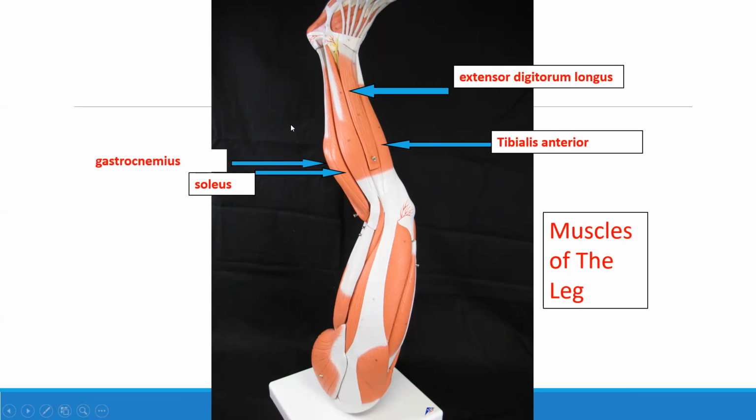And it's more posterior than the soleus is. The soleus is internal, and the gastrocnemius is external. Well, they're both external, but the outside muscle is the gastrocnemius. Now, the gastrocnemius inserts itself on the calcaneus.